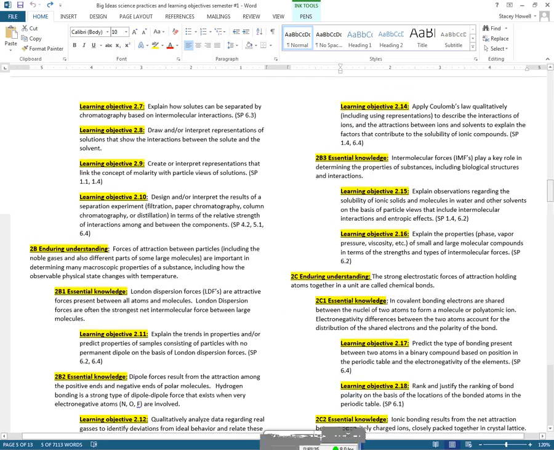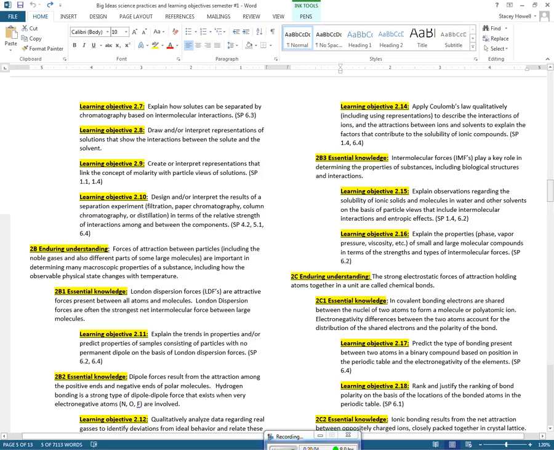Okay, intermolecular forces, IMFs. We did chromatography. Remember that had to be pulled apart according to the polarity of it. Draw and interpret representations to show interactions. So if I've got a water molecule and a water molecule, I've got to be able to identify it so that that O is attracted to an H, not an O attracted to an O, because that would be a repel.